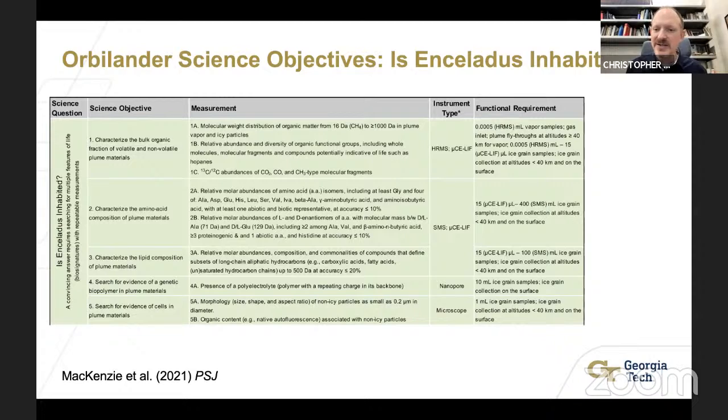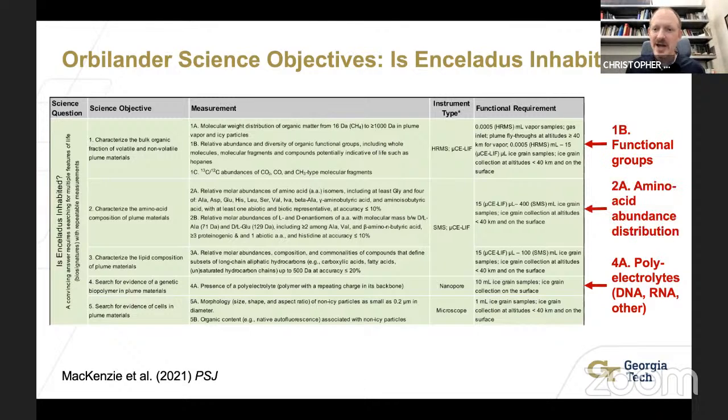And so three aspects that I'm going to focus on today are detecting polyelectrolytes, which the study proposed to do using nanopore technology; the second is functional groups of organic molecules; and the third is amino acid abundance distribution, looking at the abundance of different kinds of amino acids. Typically this is done looking at the most simple to the most complex, where we would expect there to be, if there wasn't life, the complex amino acids much more unlikely to be made.